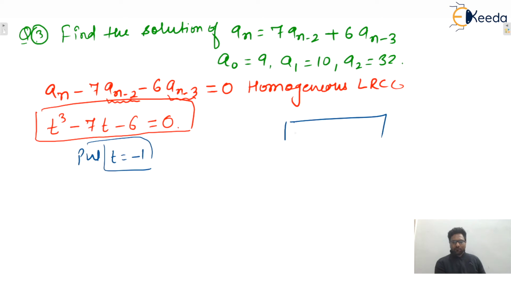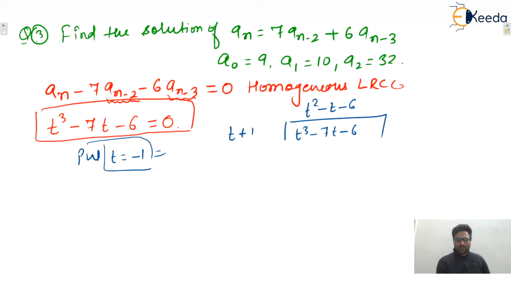Now divide t cube minus 7t minus 6 by t plus 1. Isn't it? T plus 1. So after division, what will be the quotient? We can say that the quotient will be t square minus t minus 6. You can see after division.